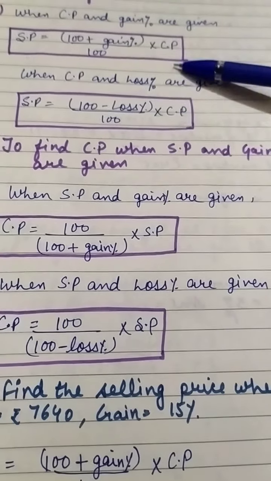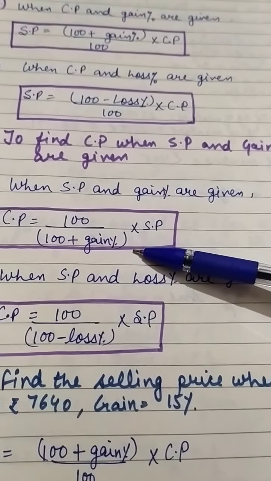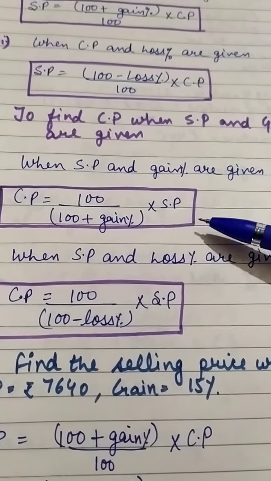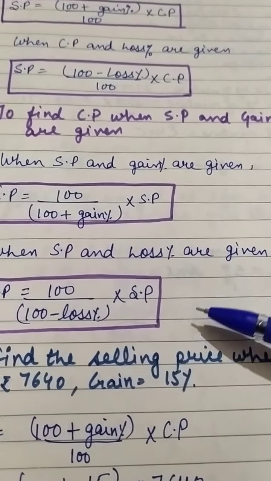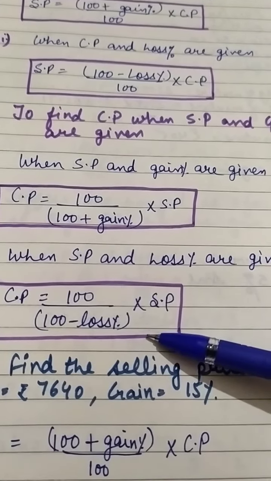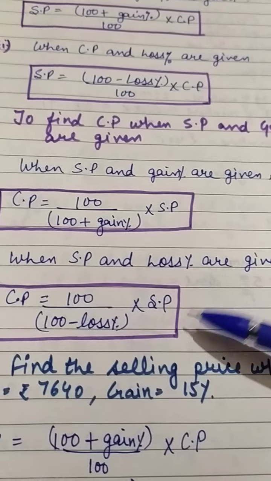Okay, by this formula only we have made this formula. So 100 upon (100 plus gain percent) into selling price. Okay, now when loss percent is given, so 100 upon (100 minus loss percent) multiply selling price.